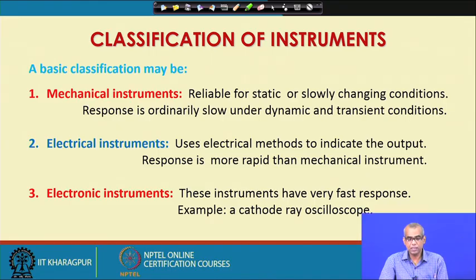Mechanical instruments are generally reliable for static or slowly changing conditions. Response is ordinarily slow under dynamic and transient conditions, slow compared to electrical instruments and electronic instruments. Electrical instruments use electrical methods to indicate the output. Response is more rapid than the mechanical instruments. Electronic instruments have very fast response. Example, a cathode ray oscilloscope. Its response may be in nanoseconds.